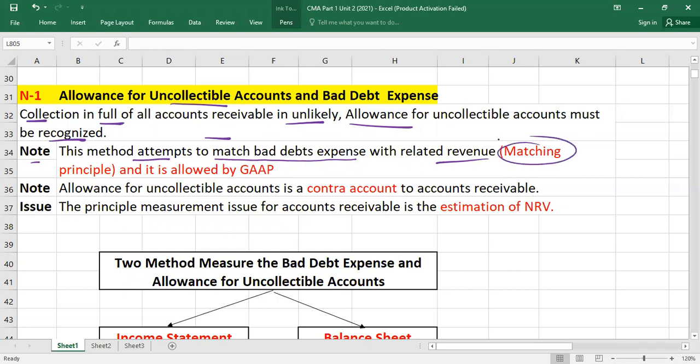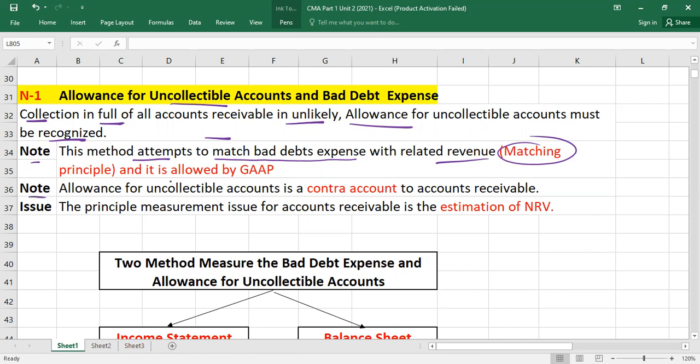Matching principle. So what is the matching principle? Please understand the period in which you will book the revenue, you will record the revenue. In the same period, all related expenses you also need to record. For example, if I have booked the revenue in 20x2, for example, in 2022, so the bad debts expense relevant to this revenue, I have to book in the same accounting period. This is called what? Matching principle. And you will better understand with the help of example.